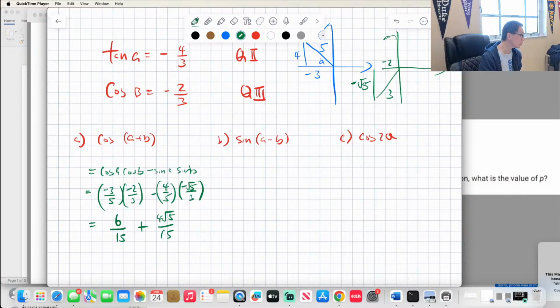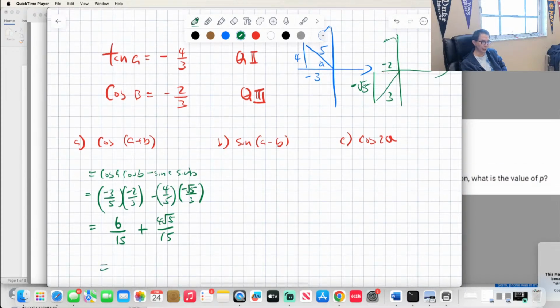Is this right or no? Double check your work. Is it right or no? So we just leave it as 2 different things? Do you need to combine? You can combine if you want: 6 plus 4 square root 15, over 15. You have to leave it like that. Okay.